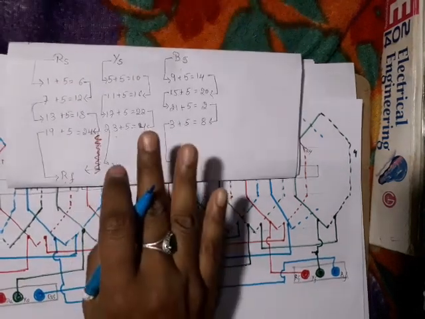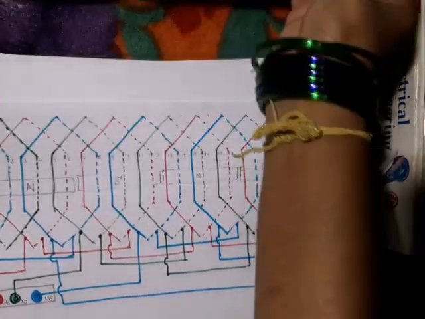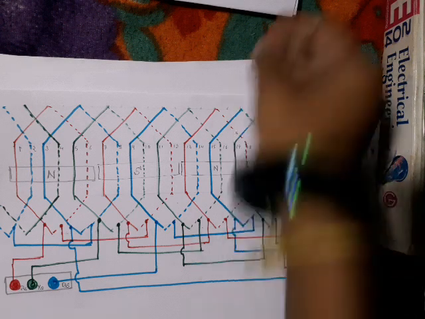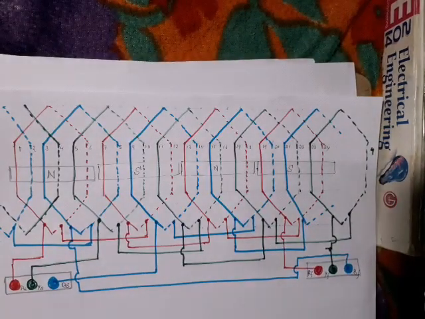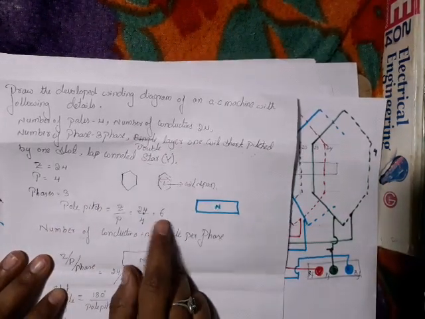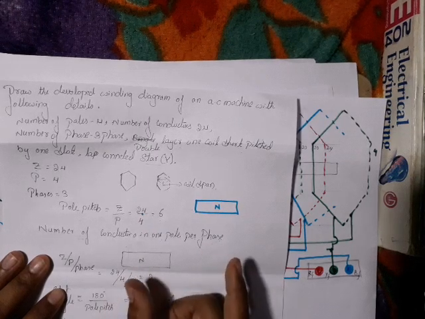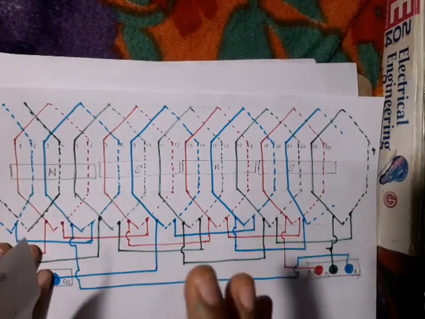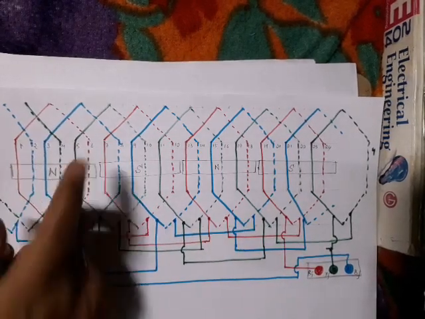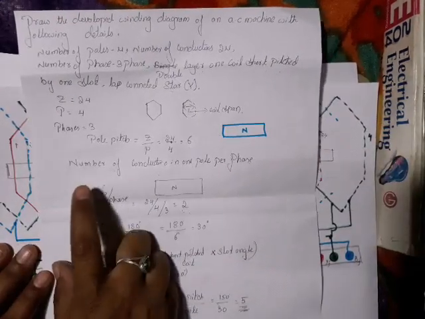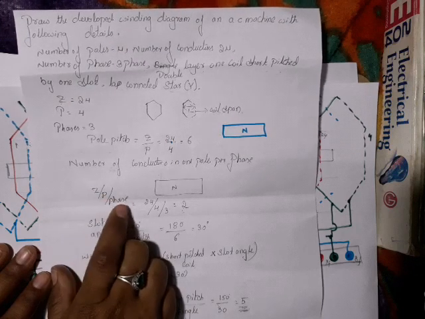So we are done with the winding connections of the coil. This is how you can draw the 3-phase AC machine winding. So according to our calculation, what is the pole pitch? 6. Pole pitch means in one pole how many coils it should consist of? 6 coils. I mean 6 conductors, not coils, conductors. 1, 2, 3, 4, 5, 6. We are done with that. Then ZP phase. Number of conductors per pole per phase.